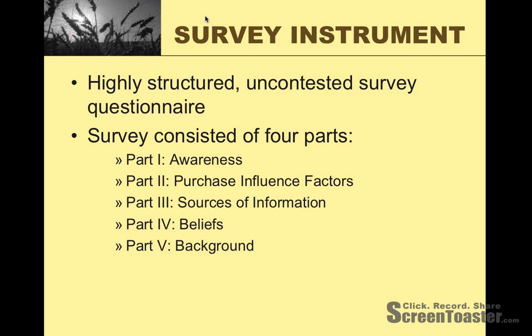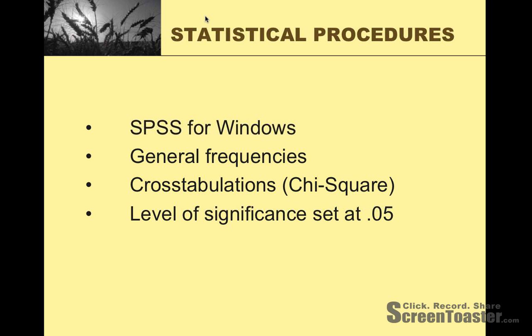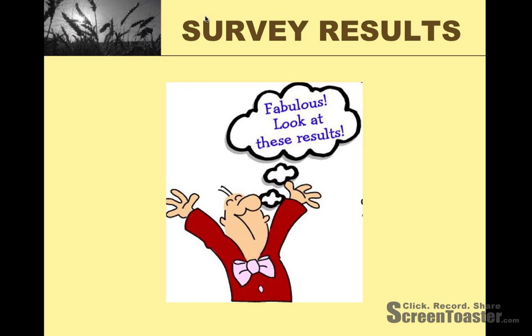Our survey instrument was a highly structured, undisguised survey questionnaire. The survey consisted of 5 parts, not 4, according to the slide. First part was awareness. Second part was the purchase influence factors. Part 3 was the sources of information. Part 4, beliefs, and Part 5 was background. Our statistical procedures, once again, we used SPSS for Windows. We tabulated general frequencies, crosstabs using chi-square, and at a level of significance set at 0.05. So next we'll have Sering, and he'll explain our survey results.